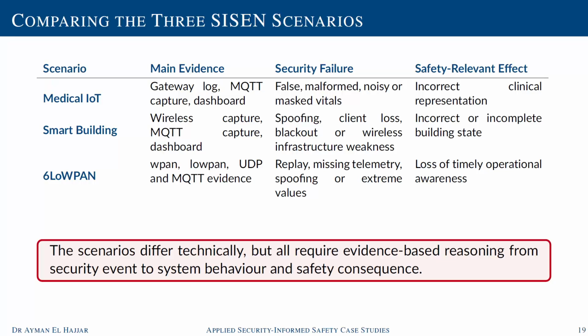For example, we've shown how in medical IoT, false, malformed, noisy, or masked vitals can lead to incorrect clinical representation. Spoofing, client loss, blackout, or wireless infrastructure weakness in smart building can lead to incorrect or incomplete building state. And we have shown how replay, missing telemetry, spoofing, or extreme values for 6LoWPAN can lead to loss of timely operational awareness, which can lead to hazard and harm.